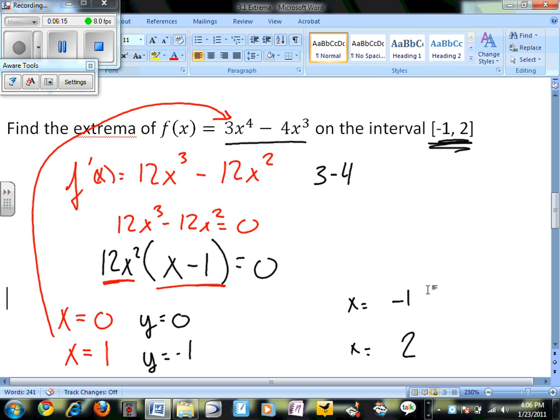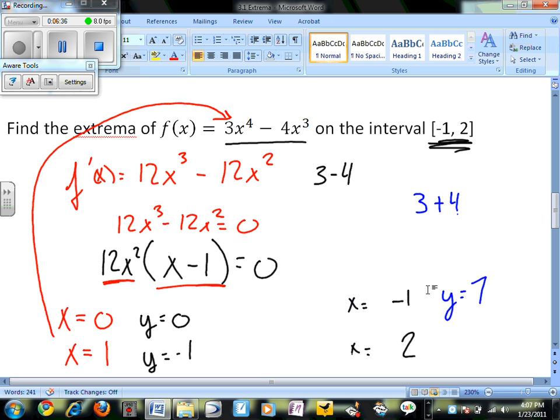So let's plug in our endpoints. -1. -1 to the 4th is a positive 1, and times 3 is 3. Minus then, -1 cubed is still a -1, so I have times 4 is a -4, across the line, change of sign. So I have y value to equal 7.